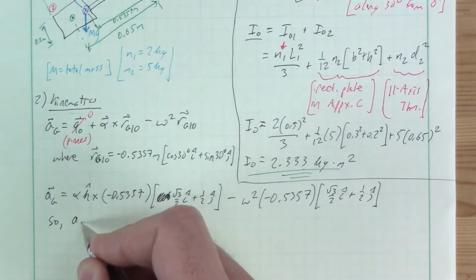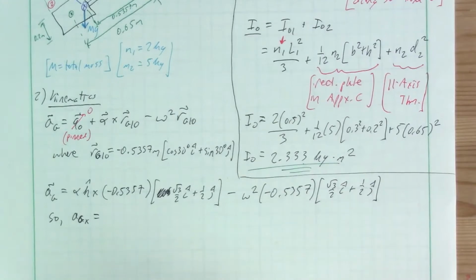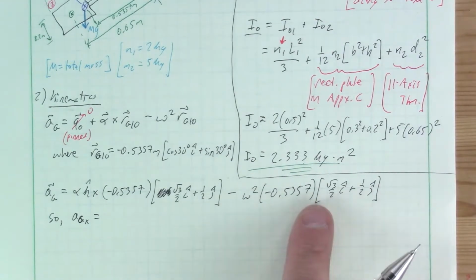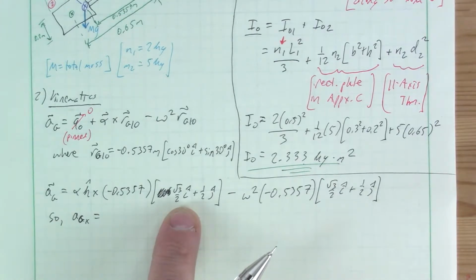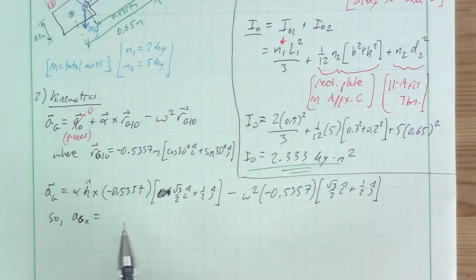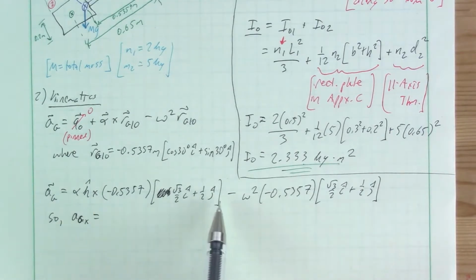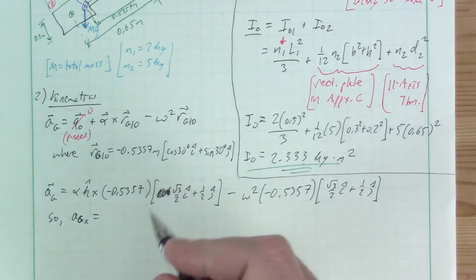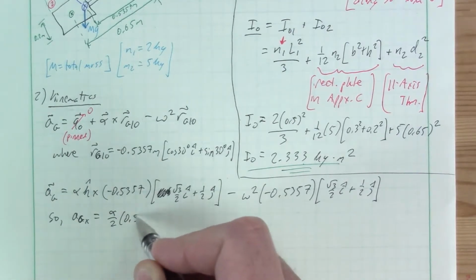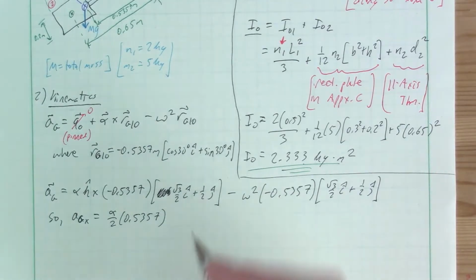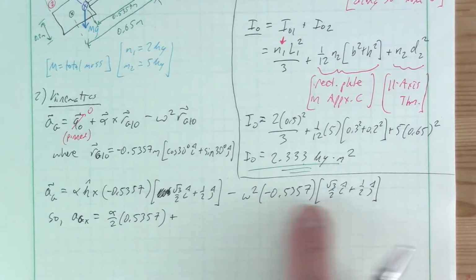So our x component of acceleration is going to be, what are the x components here? We have the i hat component over here, but over here we have to cross our position vector with k hat. That's going to come from k hat crossed into j hat, which is going to be one half alpha, and k cross j hat is minus i hat, but we have that negative right there. So in the end, this term is going to be alpha over 2 times 0.5357 plus, and why is it plus? We have the i hat, a negative and a negative.